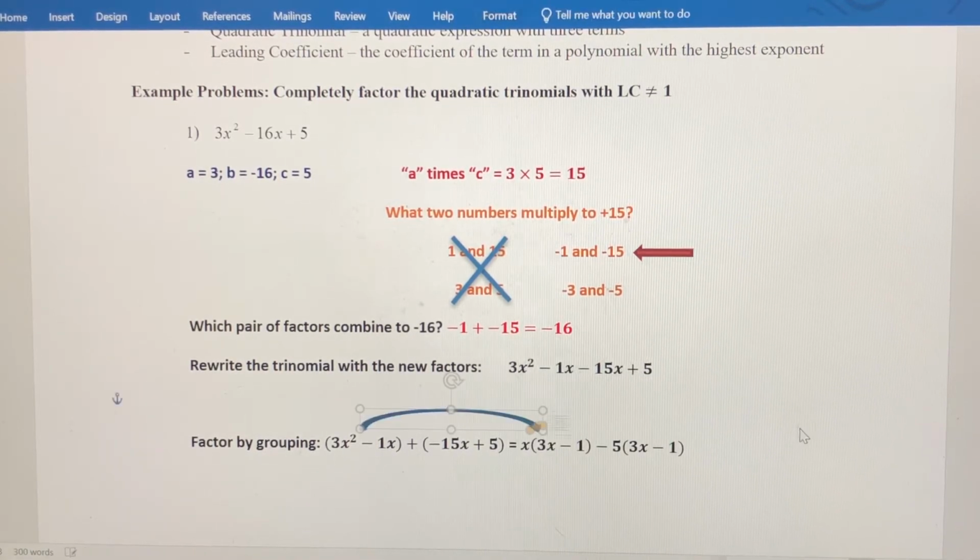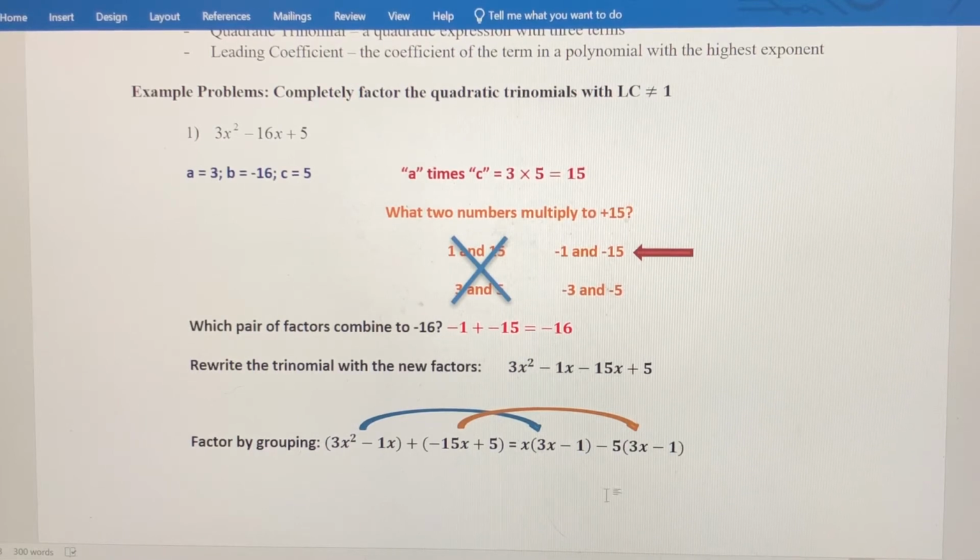First thing, we're going to break this down. These two have an x in common, so I'm going to divide out the x. What's left when I divide out that x is 3x minus 1. With the second group here, negative 15x and positive 5 are both divisible by negative 5, and what that leaves is 3x minus 1.